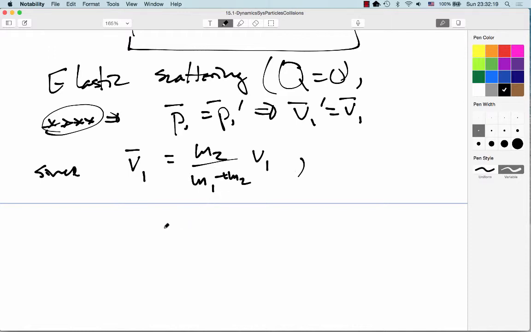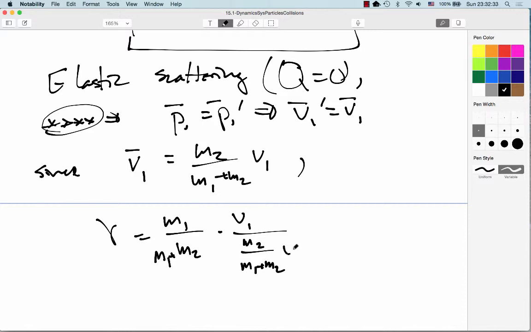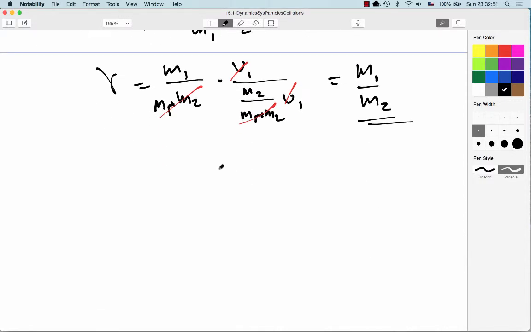That gives us gamma being M1 over M2, M1 plus M2 times V1 over M2 over M1 plus M2 V1. All right, cancel palooza. Cancel, cancel, cancel, cancel. And I'm left with gamma being M1 over M2 for elastic scattering. So let's just do a quick application of this.